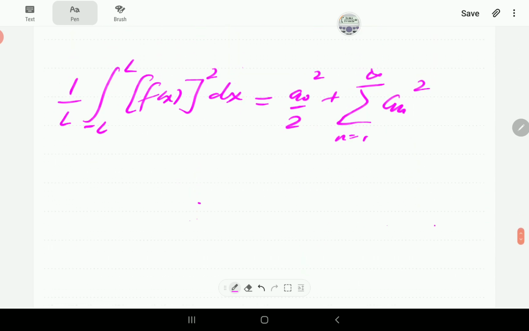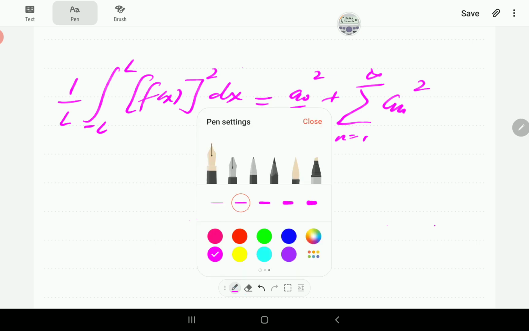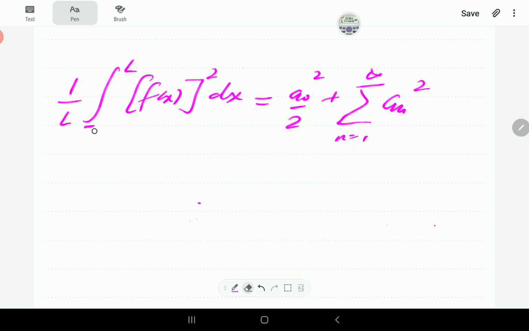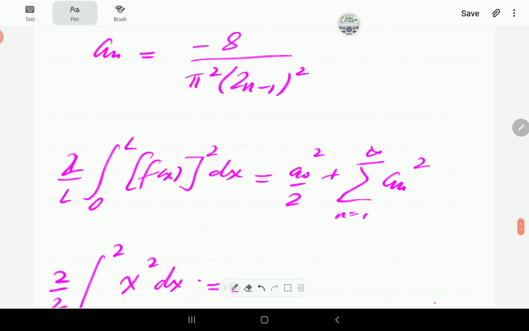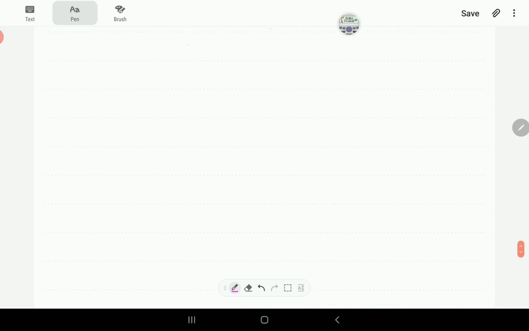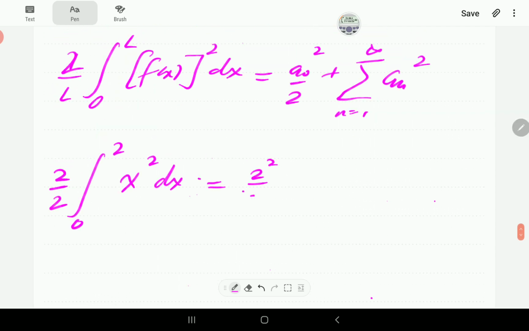However, f of x squared is going to be even whatever f of x is. So that means we can do a symmetric thing here: 0 to L, put 2 there. Okay. So it's going to be 2 over 2, integral from 0 to 2, f of x is just x, squared dx. A naught is 2. So we're going to have 2 squared over 2 here.